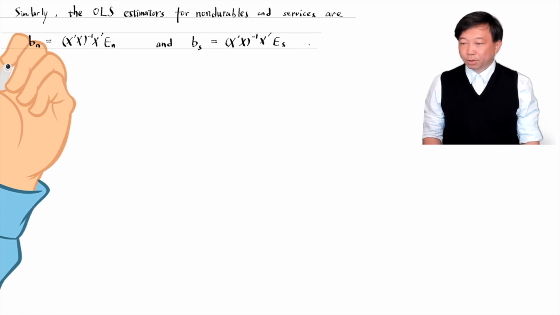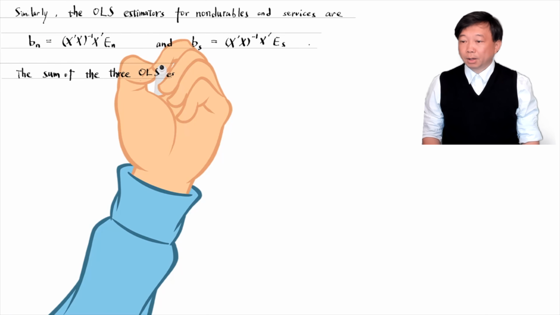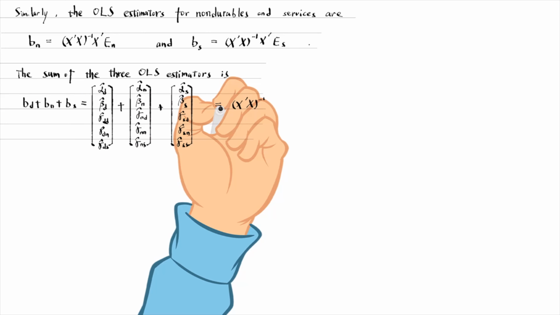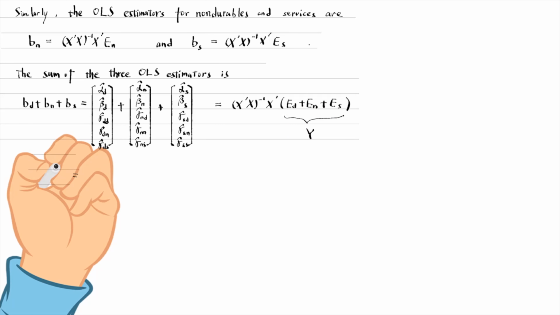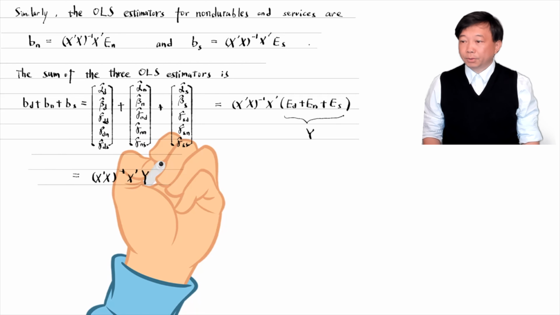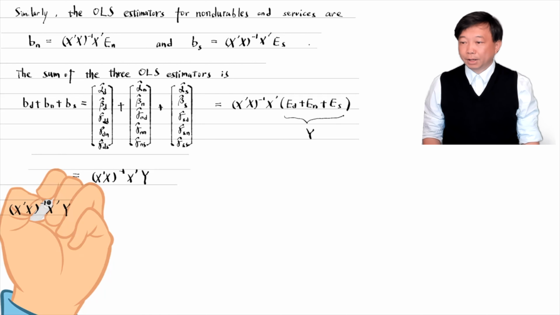Note that the explanatory variable matrix X is the same for the three categories. The three goods in the demand system share the same explanatory variable matrix, but different outcome variable vectors. The sum of the three OLS estimators is as follows. By definition, the sum of the expenditures on the three categories is the total income Y. Now we see a familiar expression. It is the OLS estimator from the regression of Y on X.